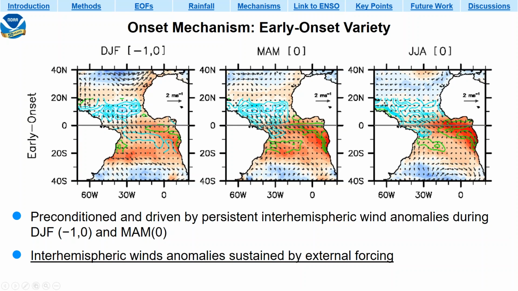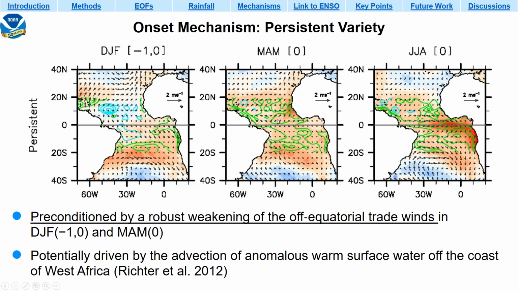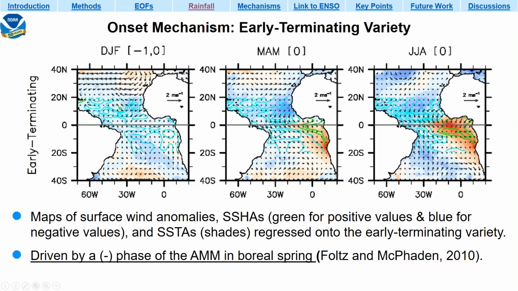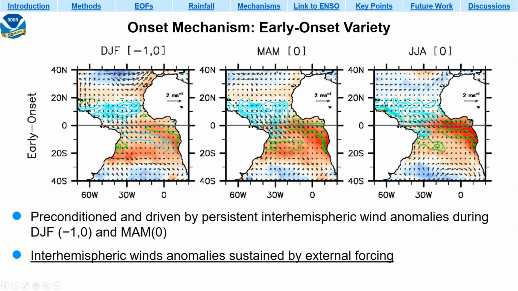Okay, the next one is the early-onset flavor. In this case, you can see that during the winter and the spring, there's a persistent cross-hemispheric wind, and that seems to be the main mechanism that triggered this Atlantic Niño and the accumulation of warm water volume in the eastern basin here. In that sense, this Atlantic Niño flavor is similar to the early-terminating flavor. But one big difference is that there is no cold SST anomaly in the tropical North Atlantic.